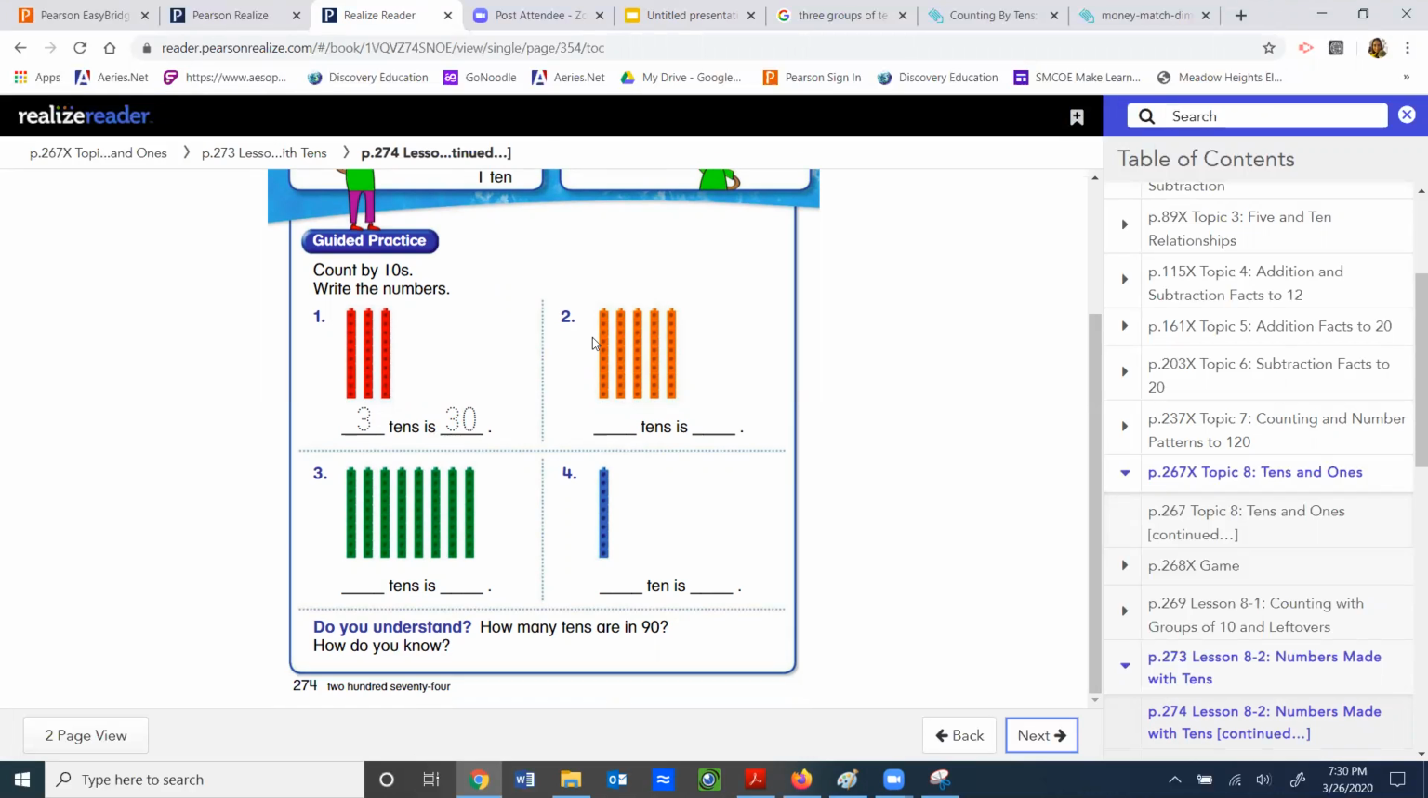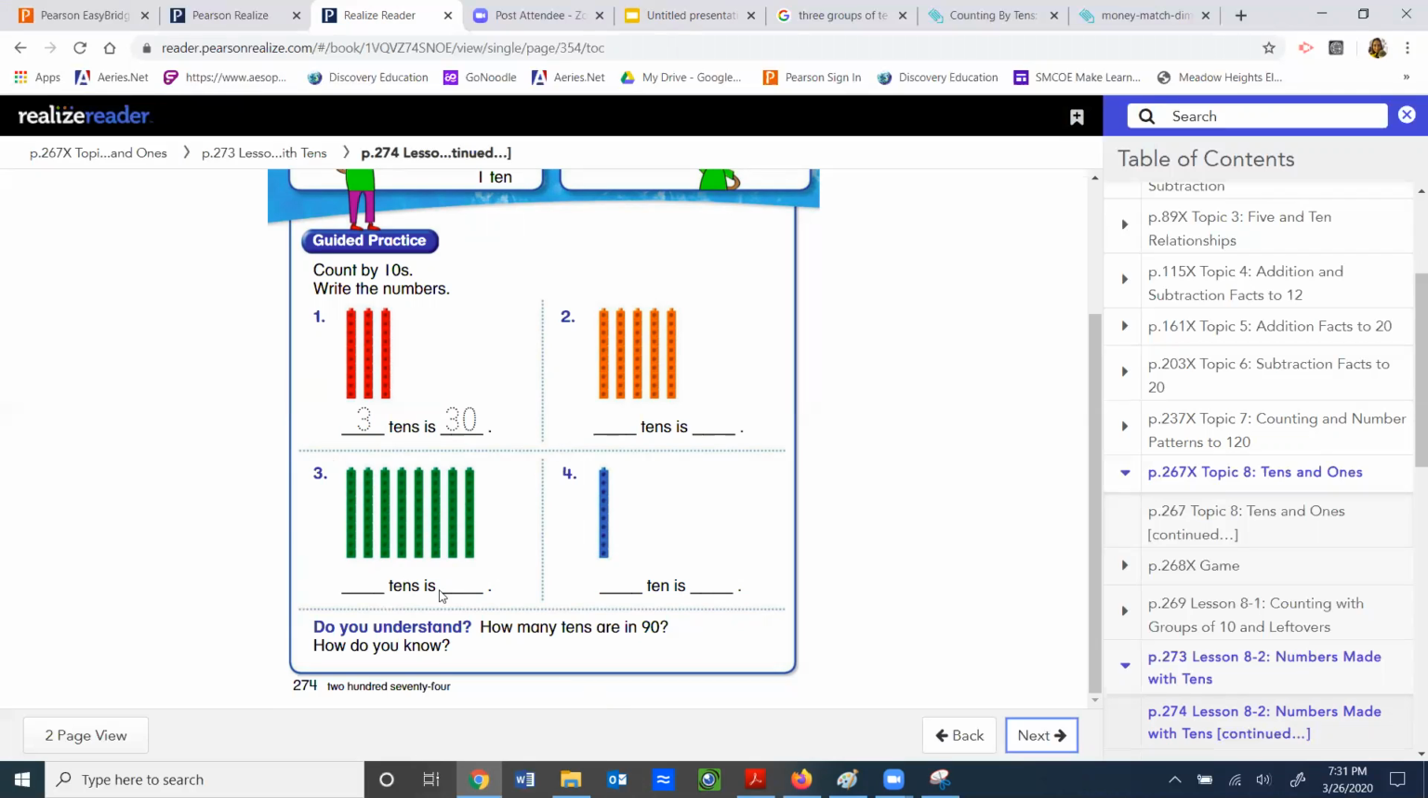You're going to do the same thing for number 2. You're going to count all the tens you see here. Try counting them by tens. If that's still hard for you, you can start off by counting the first one by 10 and then you can count on by ones. It might take you a little longer, but that's okay. Number 3 and number 4 are the same. Don't forget to fill out the sentences. Just like number 1 says, 3 tens is 30. You're going to do the same for all of them.